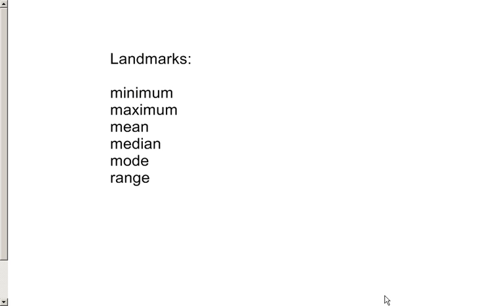So in this unit, you'll be dealing with different kinds of data, how we represent them, and you'll be finding landmarks for our data.